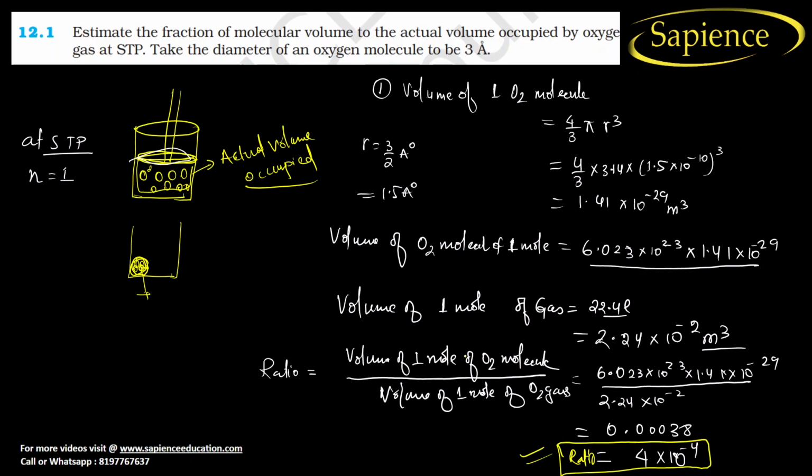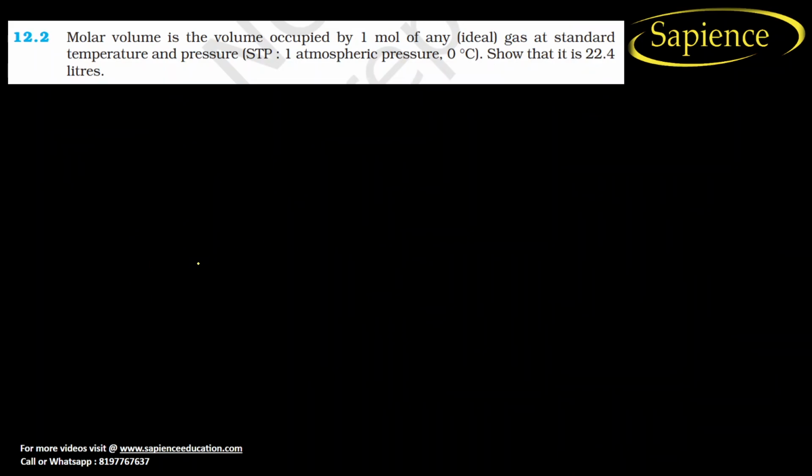I hope you have understood this question, very easy. So let us do question number 12.2. For 12.2, molar volume is the volume occupied by 1 mole of any ideal gas at STP. Okay.